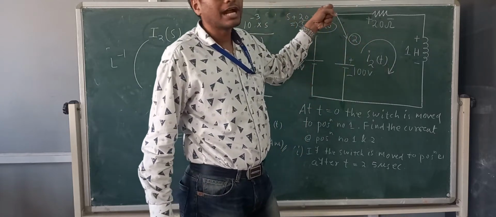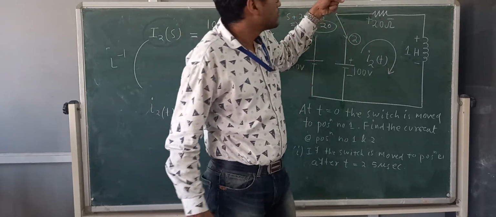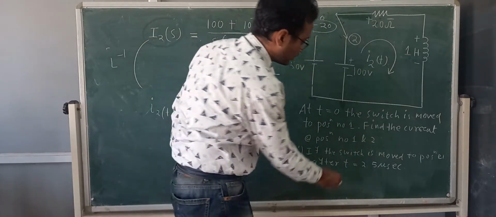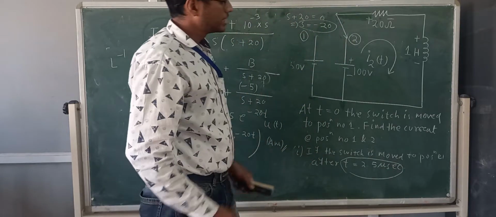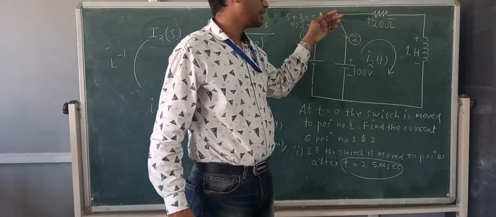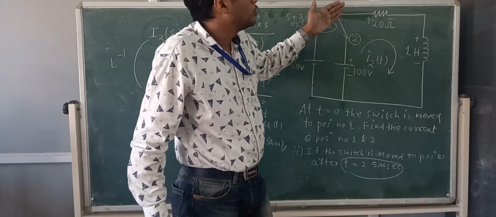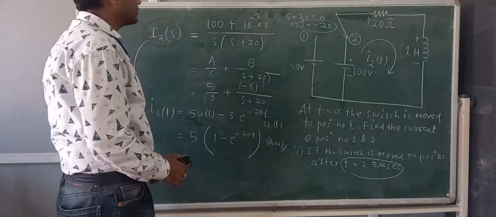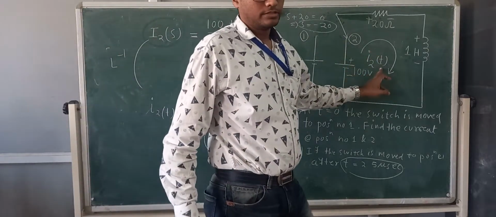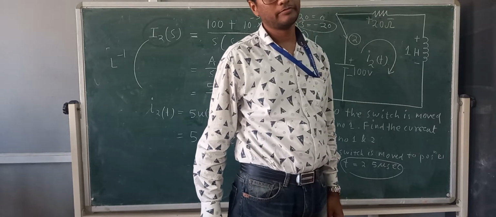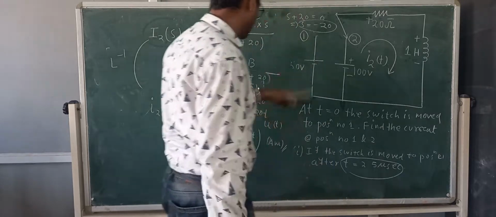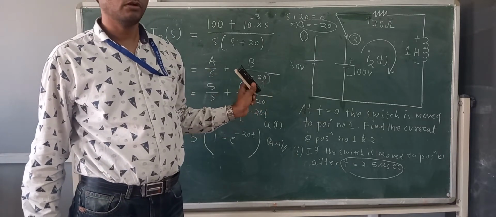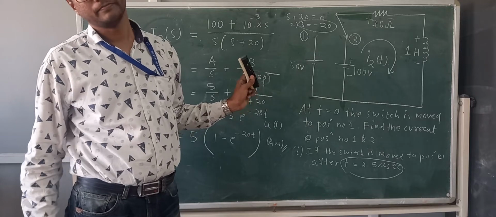The current flowing here at the time of switching, when the switch is moved at t equals 2.5 microseconds. The current at t equals 2.5 microseconds will be the initial current just before switching. After that, follow the procedure and find the ID. This is one type of question. After this, I will also do another question in another video. Okay, thank you.